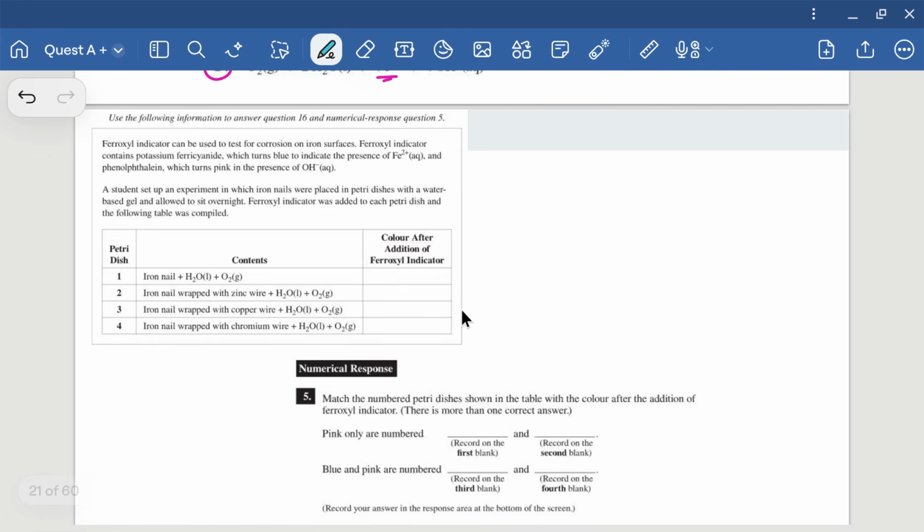The next part is asking about colors and how we're reacting in the Petri dish. The pink ones, if you have pink, it means you have to have that OH- ion present. And when that reaction takes place, you'll see that OH- ion will be present in number 2 and number 4 because we have those reductions. And the other part, to have blue, you have to see the Fe2+ ion being present. And that will happen in reaction 1 and 3.